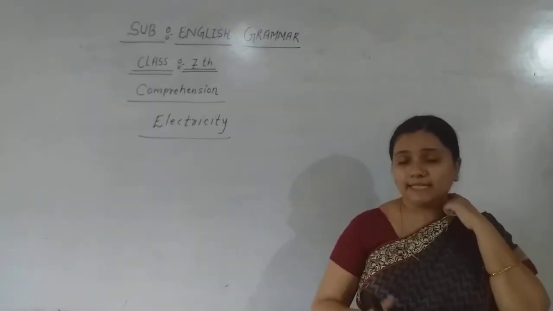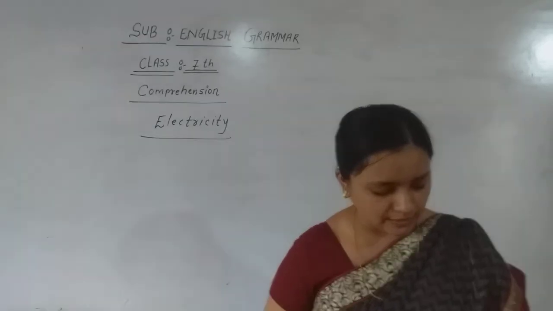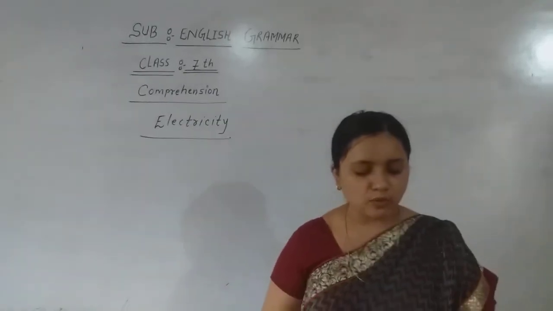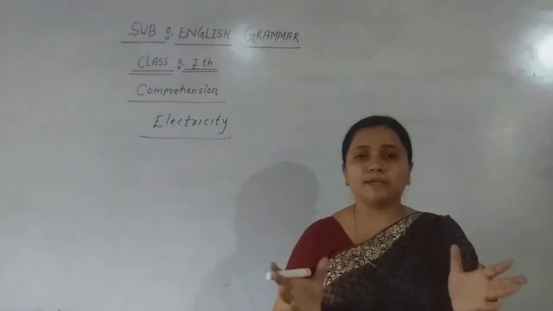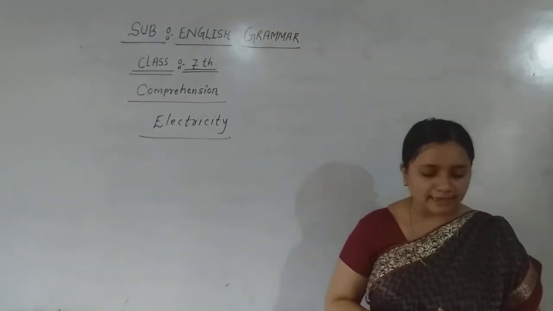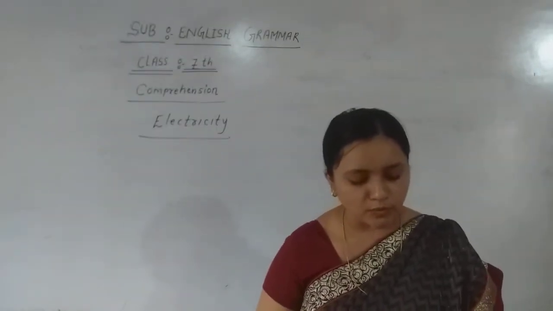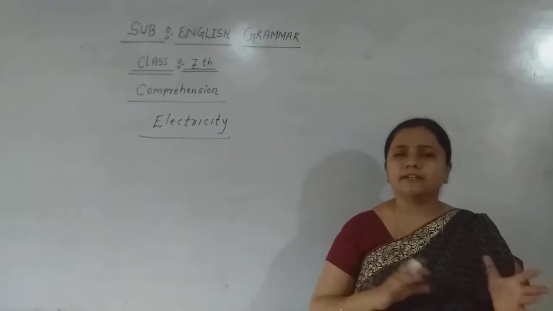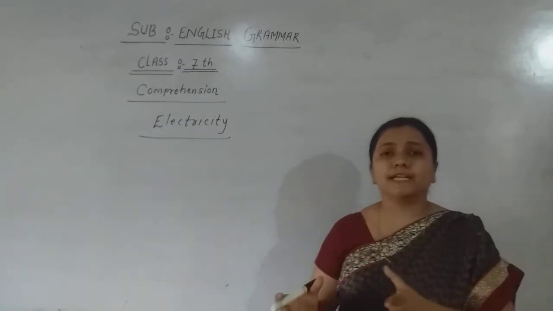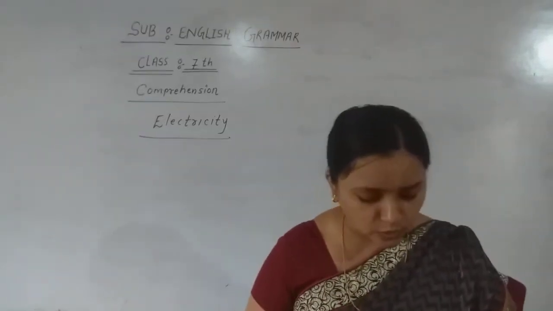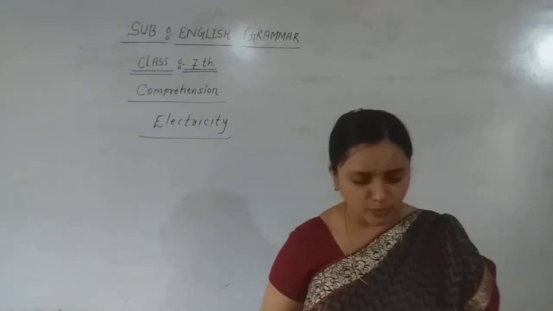If you have seen the diagram of a circuit in the science subject, you know very well that the circuit must be complete for flowing electricity. Any interruption or break would stop the flow of electricity. अगर कोई भी interruption या break आ जाता है तो उससे electricity flow नहीं हो पाती.